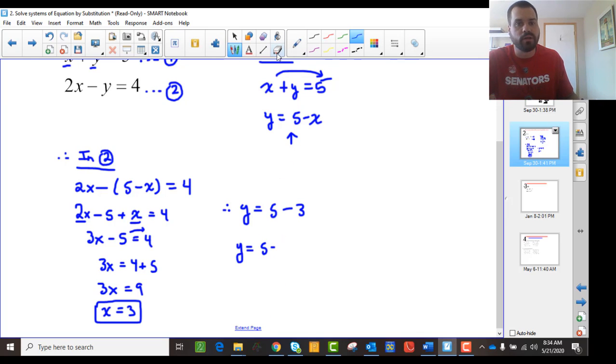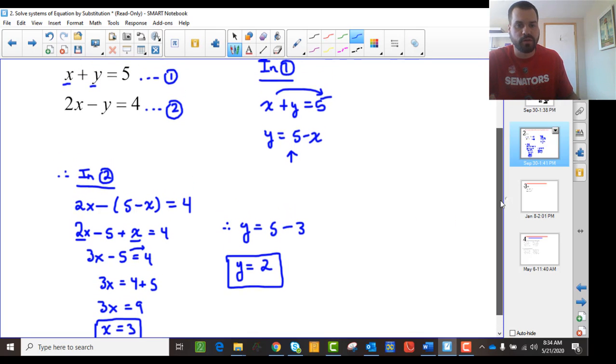5 minus 3 is 2. So if x is 3, then y is 2. So my solution is 3 and 2, and then I have to check. I just verify my solution.